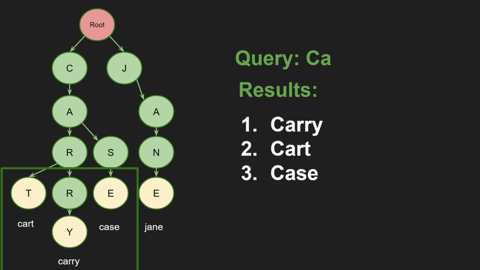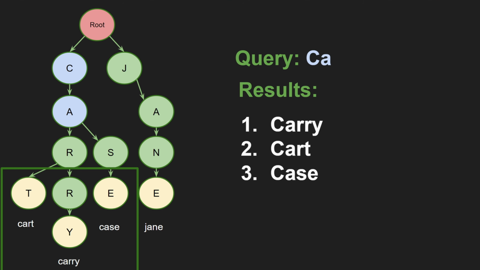So if we try to query CA, you will immediately see that overall we should get 3 results, which is carry, cart, and case. So how do we get here? First, we access the first symbol of the word, which is C. Then we go down the tree, and the next node is A. From this point, we already know that all the descendants of the A are results of our search operation. So we just take all the children nodes and get the values from the tree.